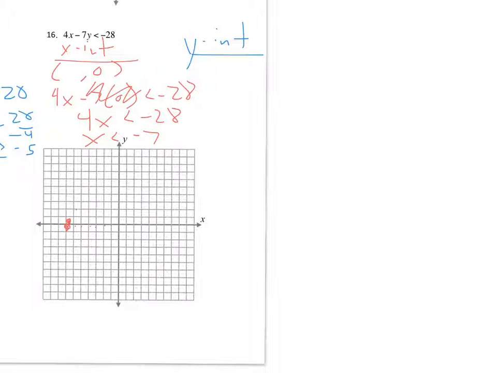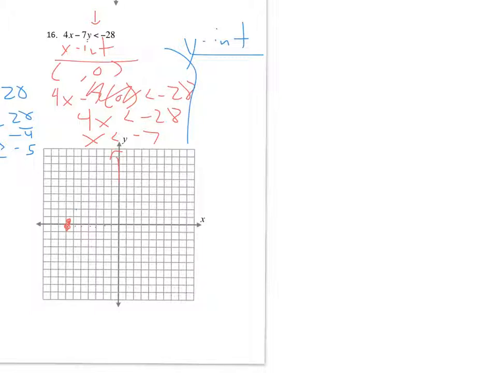And here the inequality doesn't matter as much because right now I'm just graphing the line. What the inequality is going to tell me is whether it's dashed or what side I'm shading on. But right now I'm just finding the intercept, so the x is less than negative 7 doesn't mean as much. It's more that I just found the intercept.